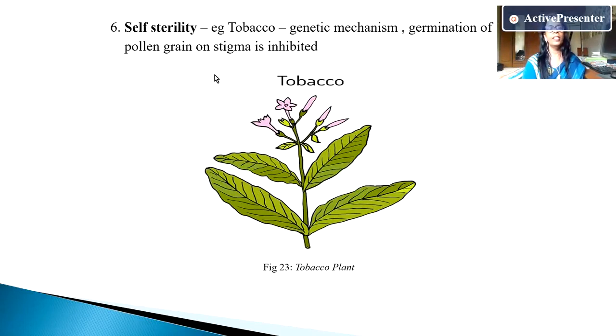Then the last one is self-sterility, example tobacco. It is a genetic mechanism: germination of pollen grain on the stigma is inhibited. In the same flower or same plant, self-pollination is inhibited. That is self-sterile; it will be sterile. So these are the contrivances, natural adaptations, to promote cross-pollination.